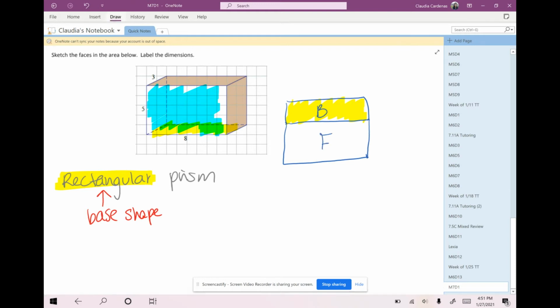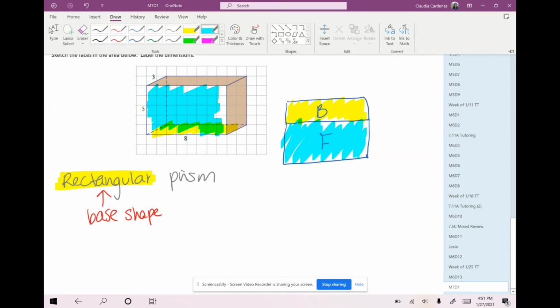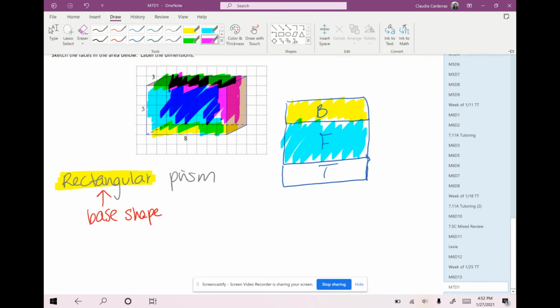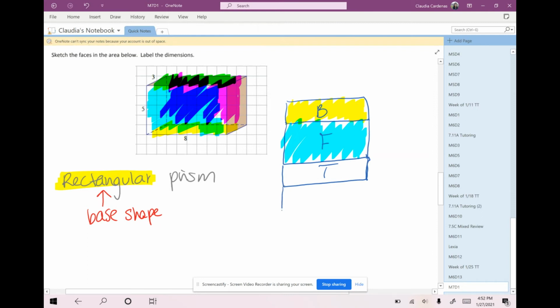I can also label it with letters in case I don't have colors at home. Then I'm going to draw the top piece, which is again a thinner rectangular shape. So here's T for top. And now I have the back, which I'm going to highlight in pink. Here is the pink, which has the same dimensions as the front. So I'm going to try and draw that. And this is the back, BA for back.